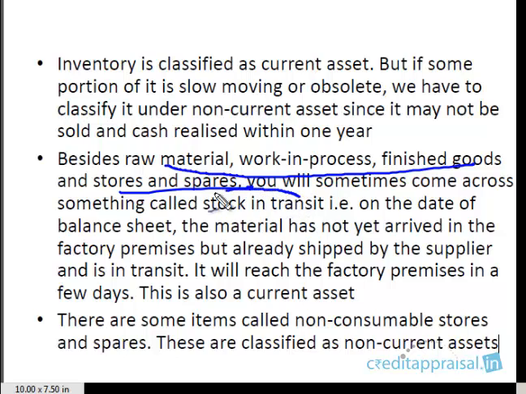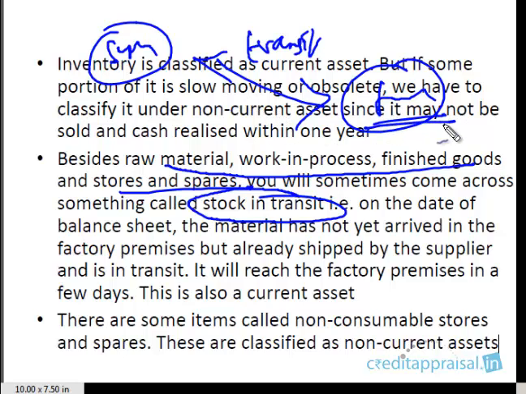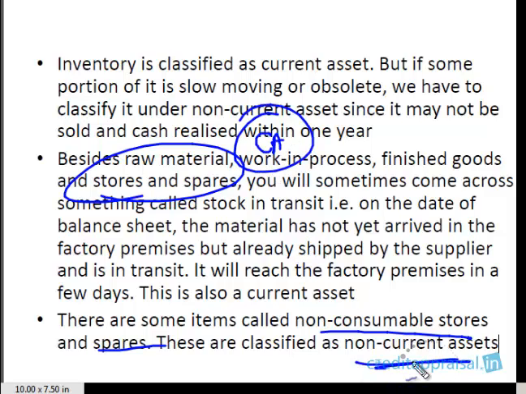So besides raw material, work in progress, finished goods, and stores and spares, sometimes you can come across a term called stock in transit. Stock in transit means this material has not yet arrived in the factory premises but already shipped by the supplier. So there's a supplier in some place. You are here in the factory. In the transit, it's in the process of transporting. It has not reached your factory, nor is it with the supplier. So even this you have to club under the current asset because it's going to reach the factory premises within a short period. Then sometimes you'll come across a term called non-consumable stores. Stores and spares you are going to classify under current asset. But non-consumable stores and spares, if you come across this item, please classify it as a non-current asset.